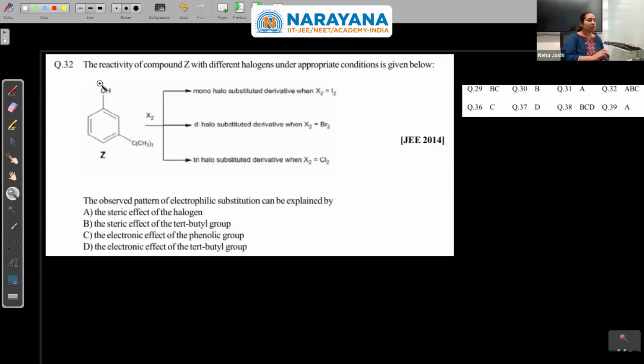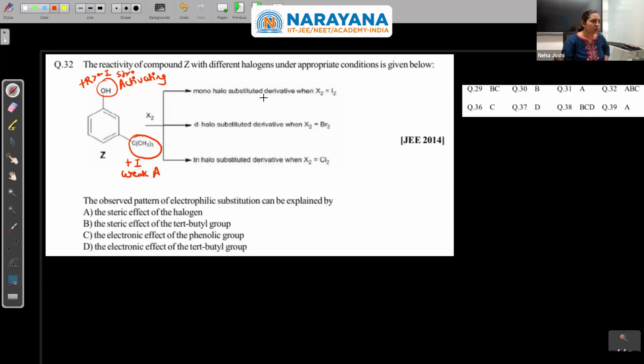See, the reactivity of compound Z. Z is already given with OH and CMe3. Out of this, OH is plus R greater than minus I. CMe3 is only plus I. So this is more activating, this is weakly activating compared to this. This is strong. This part we have concluded. The reaction with different halogens under appropriate conditions is given below. Now we have to take the reaction with different halogens.